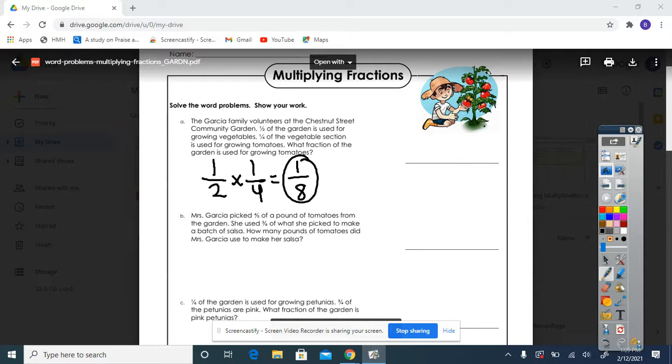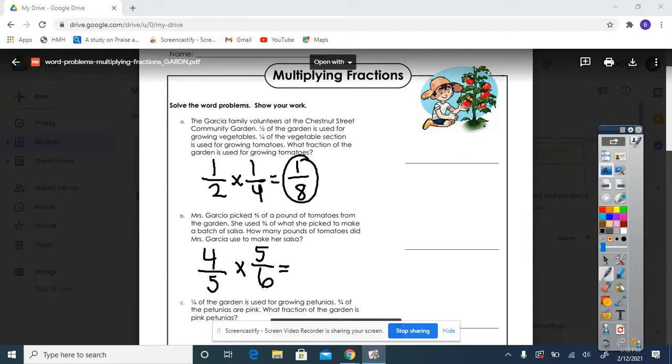So you're picking 4/5 of the tomatoes, so that's how many was picked total. Okay, but of those 4/5, she is only using 5/6 of the 4/5 to make a batch of salsa. That's why this is a multiplying fractions problem.